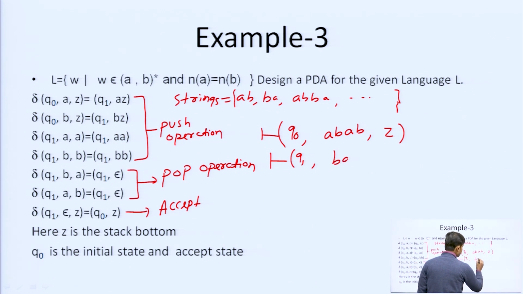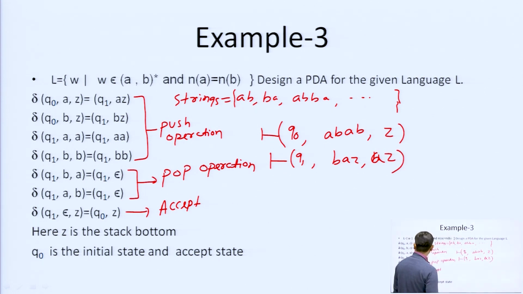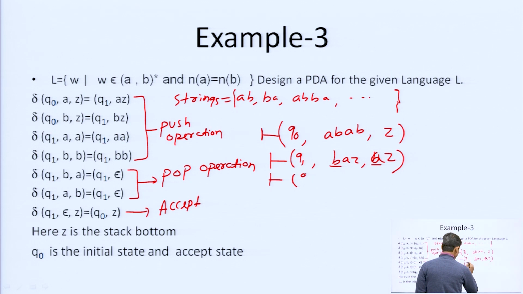Then B, A, B, this is A, Z, A, Z. A will be pushed into the stack. Then after Q1, B, Q1, B, if Q1 input is B and stack top is A, what do you have to do? If Q1 input is B and stack top is B, then again this will be a pop. Q1, then A, Z.